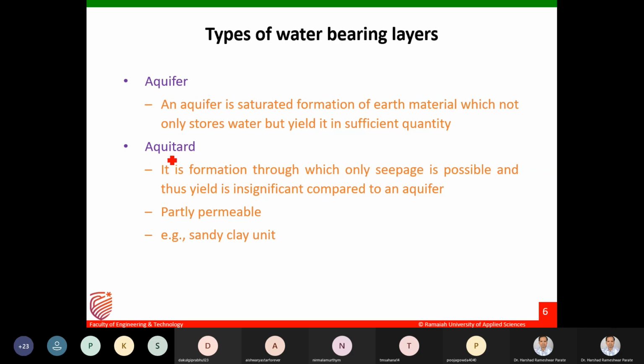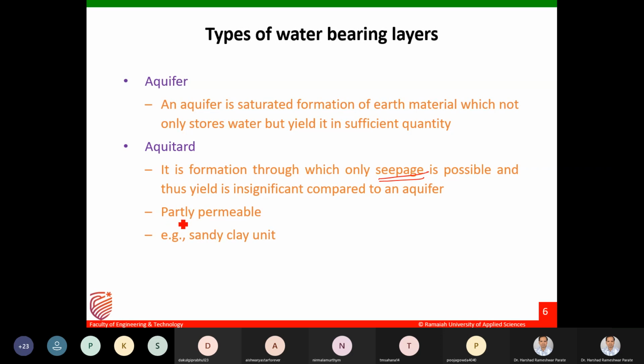Then we have the aquitard. An aquitard is also a form of aquifer, but here the water will leak down. It's a formation in which only seepage is possible. When the water is seeping down, you will not be able to extract a sufficient quantity of water, though the water is present. If you dig a well in an aquitard, you will not be able to extract the water. That's the speciality of the aquitard.